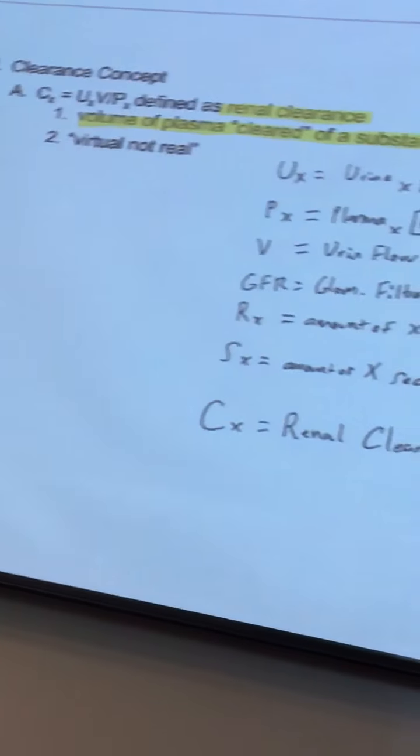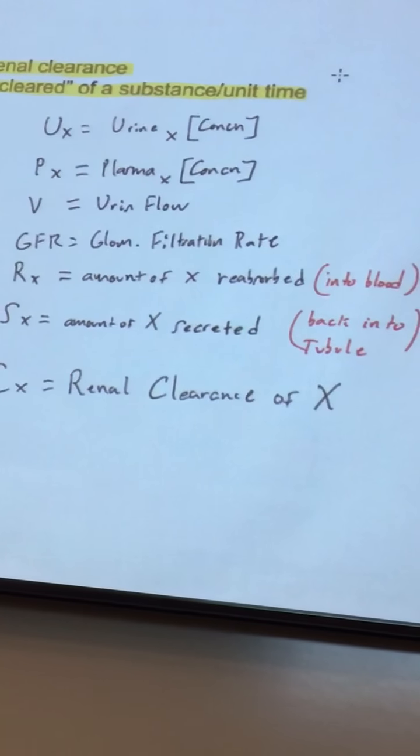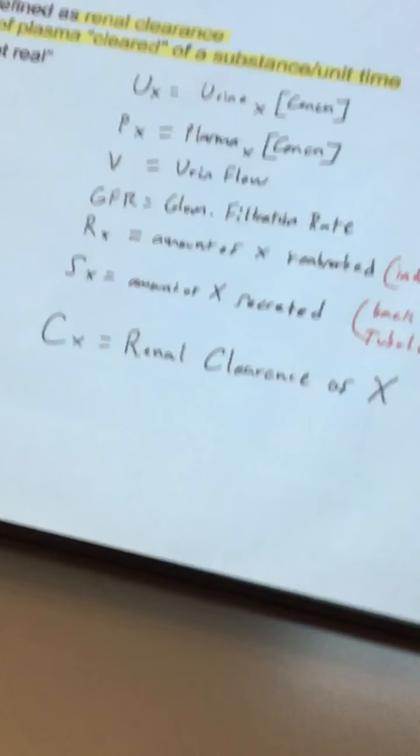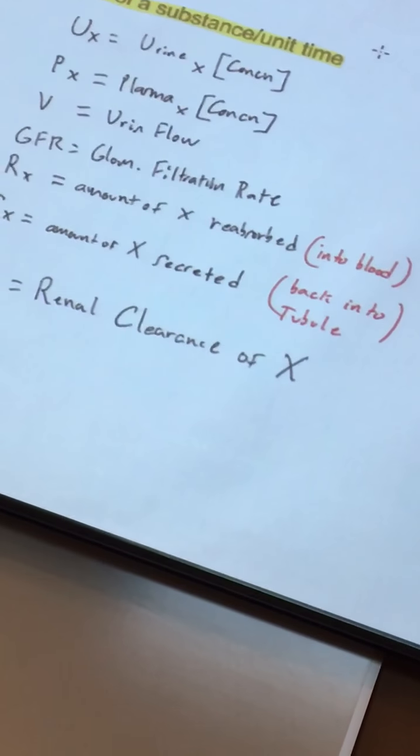Now he explains clearance, huh? Wait, can you say the last sentence you just said? Oh, that clearance doesn't always equal the filtration rate. So remember, clearance is what you pee out. It's like excretion. But it doesn't always equal the filtration rate. Only if there's no reabsorption or secretion in the tubules, then it equals the filtration rate. Other than that, it doesn't. Important difference.